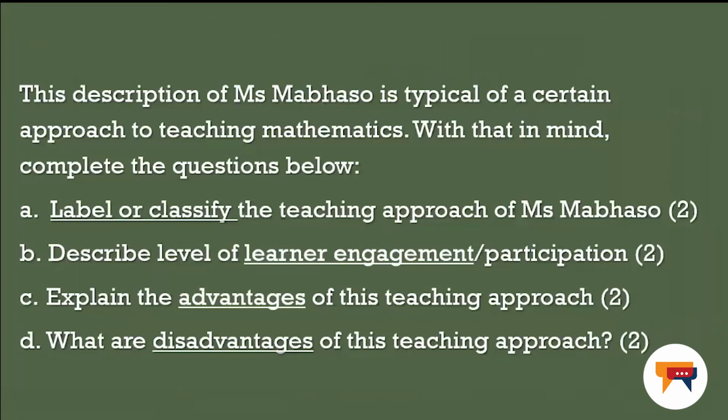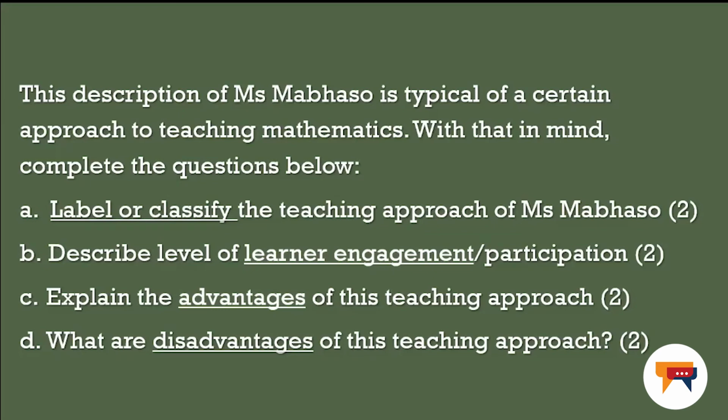The second one says, describe the level of learner engagement. How much are the learners engaged in this? Or what is their engagement? What are they doing? You cannot just say they are not engaged, because in the end you will see work in their books. But what is their level of engagement? How do they engage? What part of this class, we call it a discourse, the conversation going on in class, what part are they taking? Describe it.